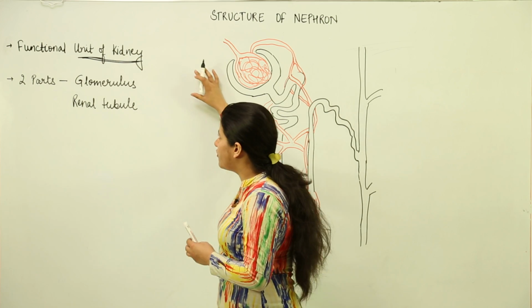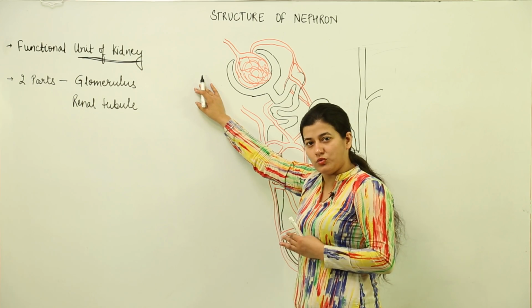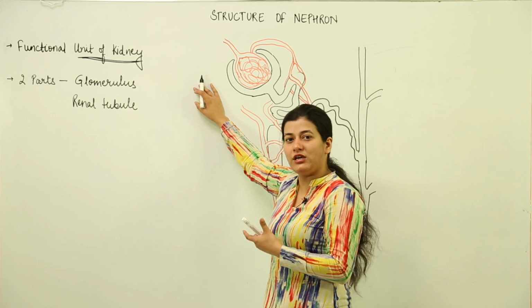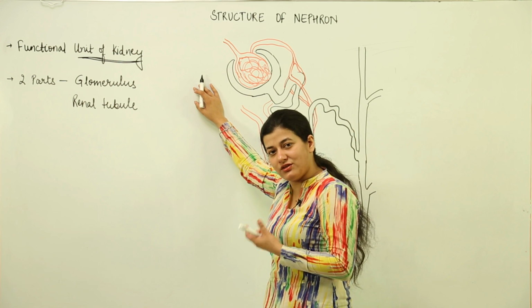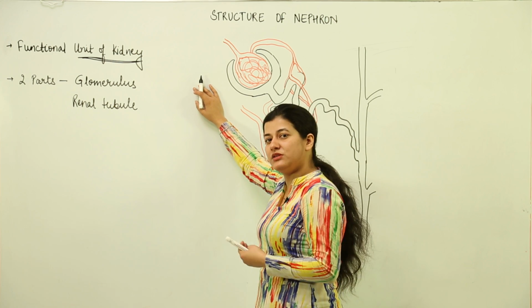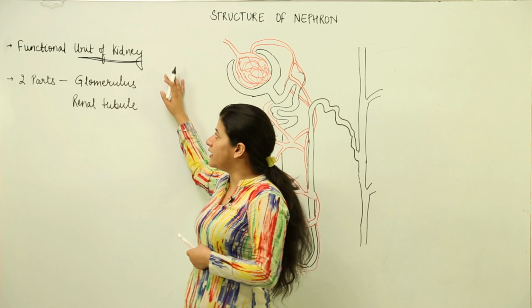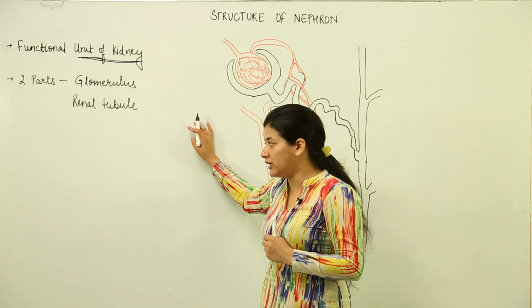They are the main performing areas where urine formation takes place, because the main function of the kidney is getting rid of the nitrogenous waste in the form of urea, and that is given out in the form of urine. So we are going to study the functional unit of the kidney now.